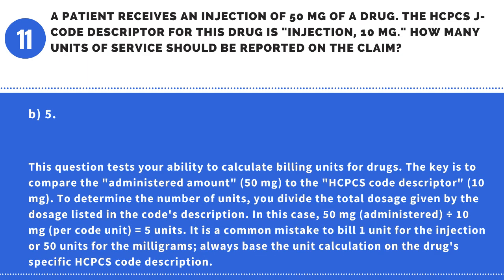Answer B. 5. This question tests your ability to calculate billing units for drugs. The key is to compare the administered amount, 50 milligrams, to the HCPCS code descriptor, 10 milligrams. To determine the number of units, you divide the total dosage given by the dosage listed in the code's description. In this case, 50 milligrams administered, divided by 10 milligrams per code unit, equals 5 units. It is a common mistake to bill 1 unit for the injection or 50 units for the milligrams. Always base the unit calculation on the drug-specific HCPCS code description.